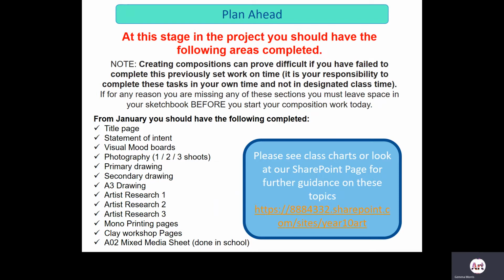So what do I expect at this stage? Well, you should have in your sketchbook your title page, your statement of intent, your visual mood boards, your photography shoots, your primary drawing, your secondary drawing, your A3 drawing, your artist research 1, 2, and potentially 3, your mono printing pages, your clay workshop pages, and of course in your folders at school will be your AO2 mixed media sheets. If for whatever reason any of these bits are missing, then you must leave space in your sketchbook before you start your composition work today. Okay, so just bear that in mind.